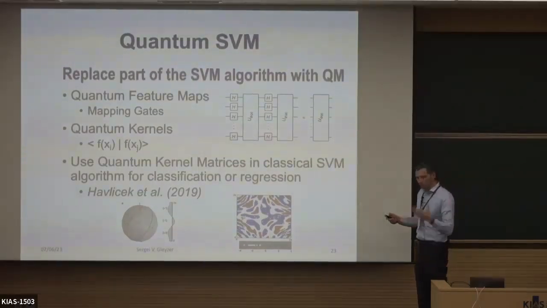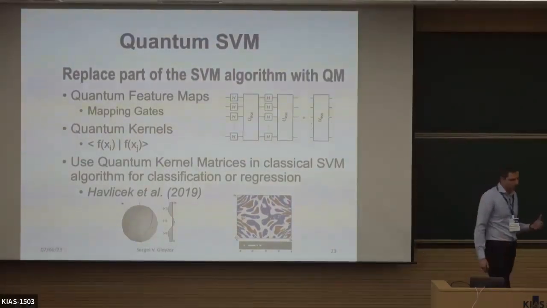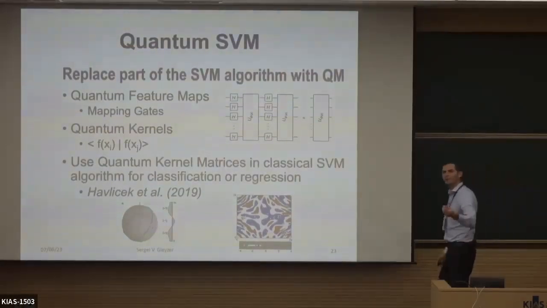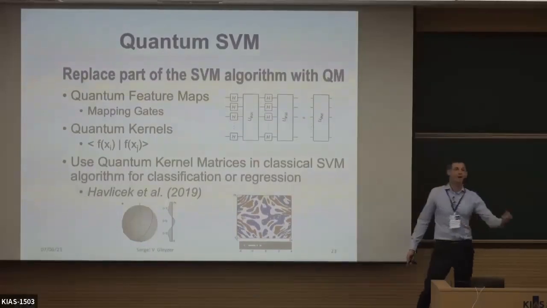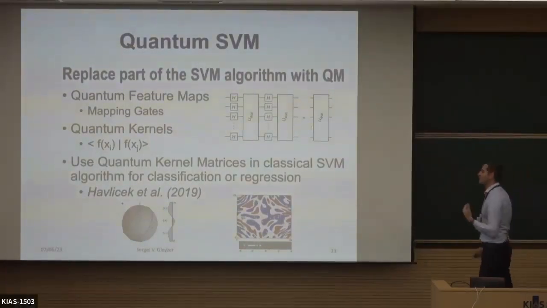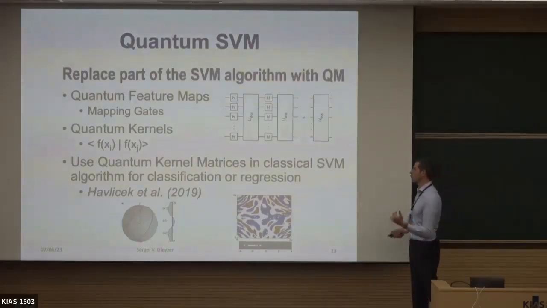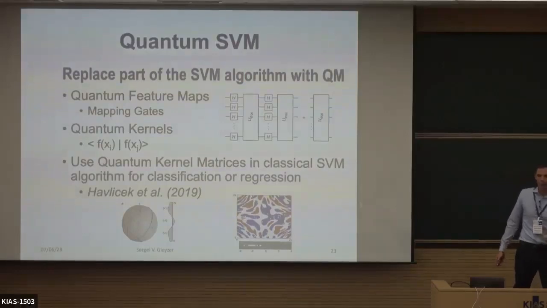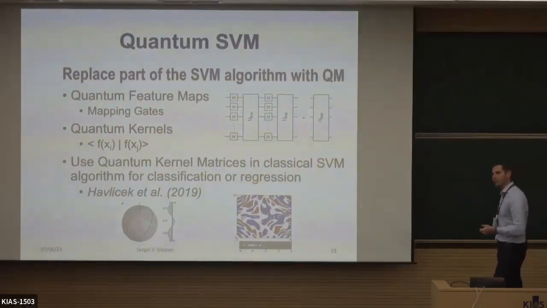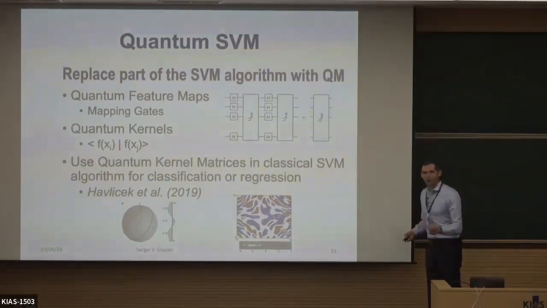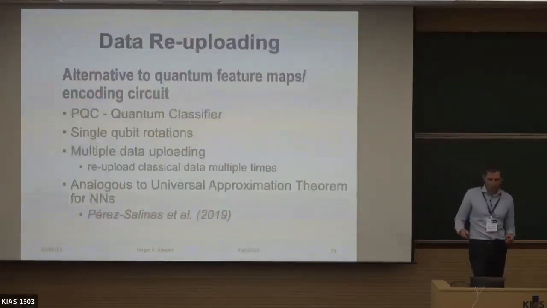Now, certainly this is just one example. There are others. There's of course a deep connection between support vector machines and neural networks in classical machine learning. So there's quite an interesting connection also in the quantum world, between quantum kernels and quantum neural networks, that people are looking into now.